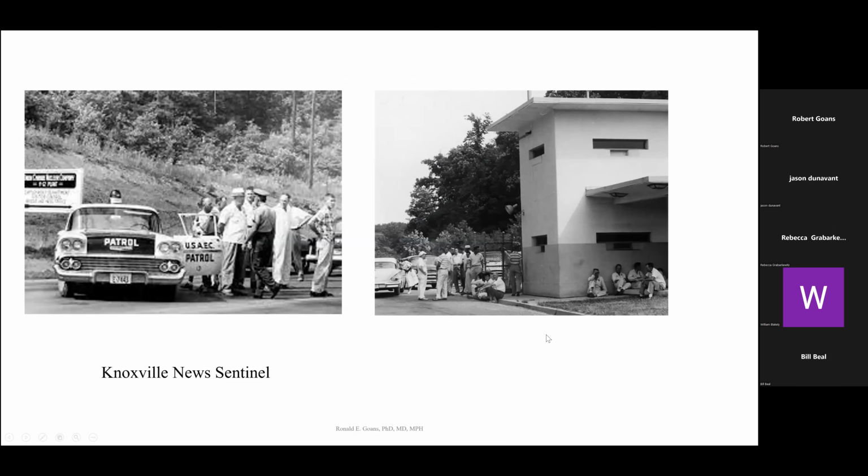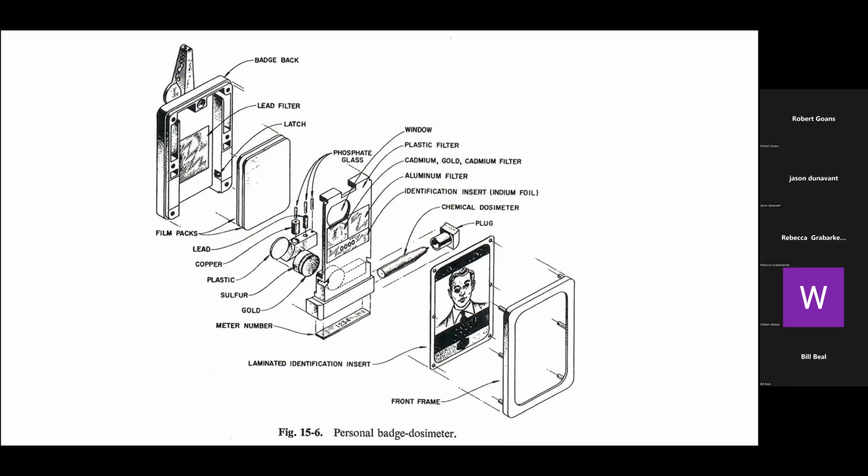Here are some pictures from the Knoxville News Sentinel at the time. The workers were all told to put their badges in a basket, and they all gathered near one of the guard towers here in Oak Ridge. This is 1958. Now here is the film badge that they carried, and it's just one that I used when I first started as a summer student at ORNL in 1966.